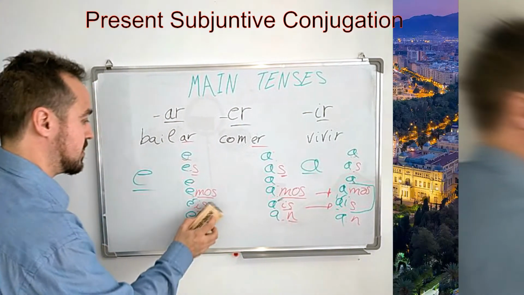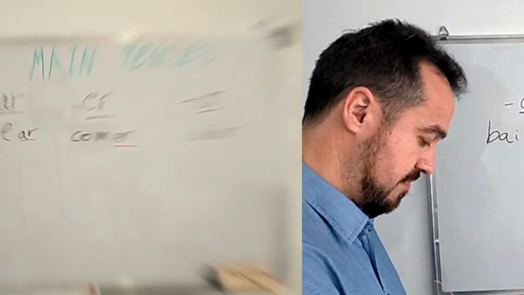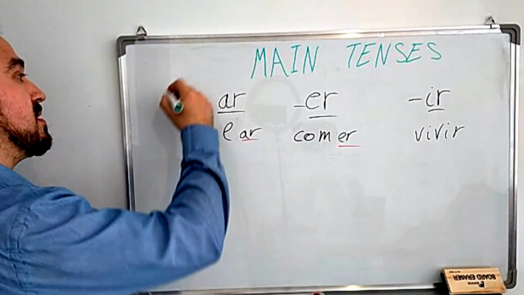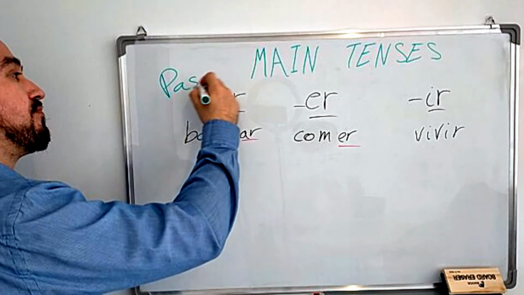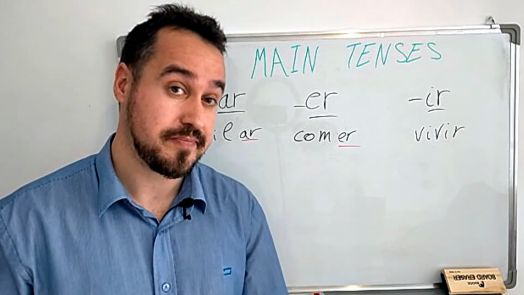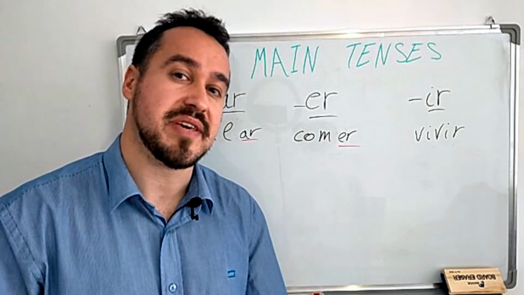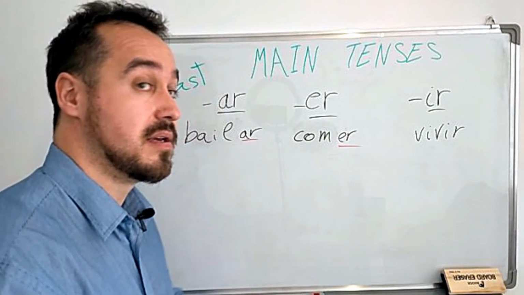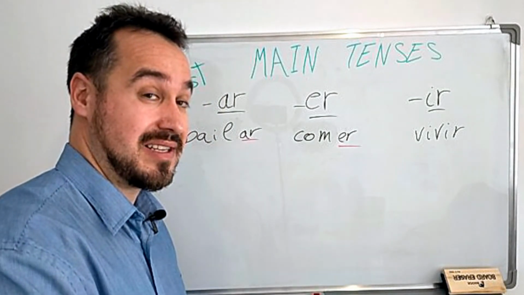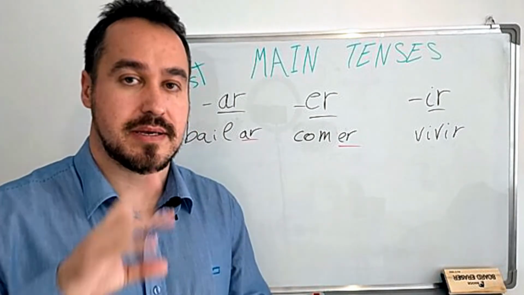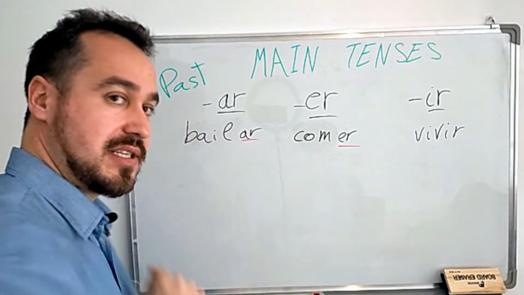Now let's talk about the past. Let me type it here. So I'm gonna do like before. I'm gonna start with the indicative mood. Remember, indicative means let's talk about real things, and subjunctive means based on another sentence, or it's under another sentence. Don't worry too much. Let's talk about the past.